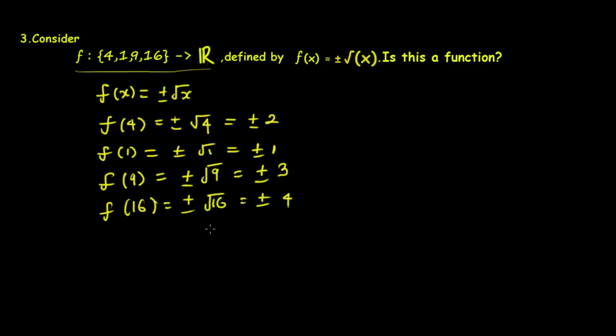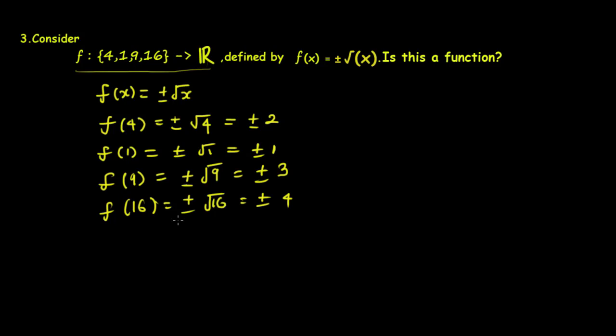So after what we solved now, do you actually think this is a function? We have each input value giving us 2 output values, which is actually not what we want. We want each input value to give us exactly one output value. So we can say that this is not a function.